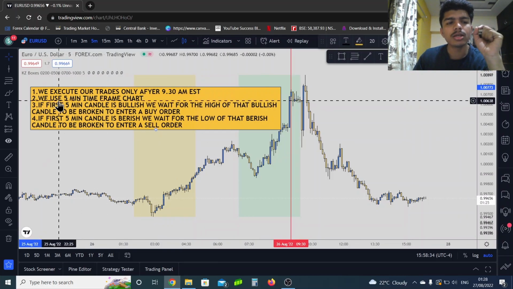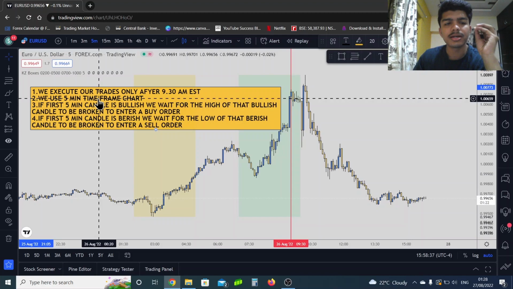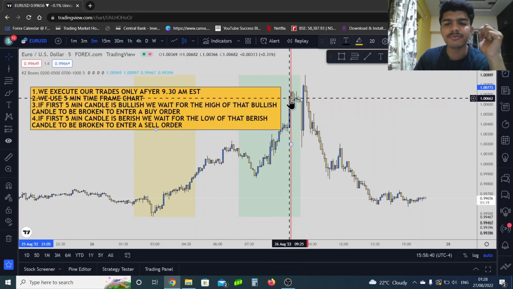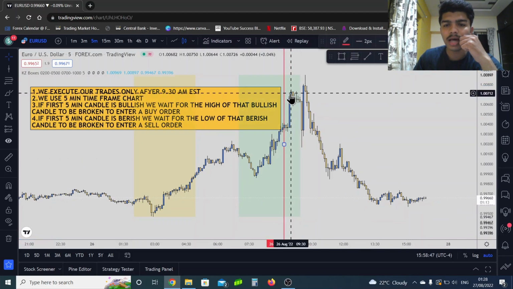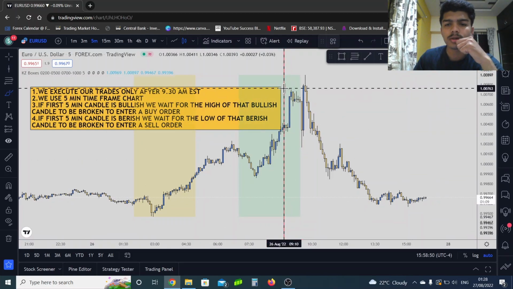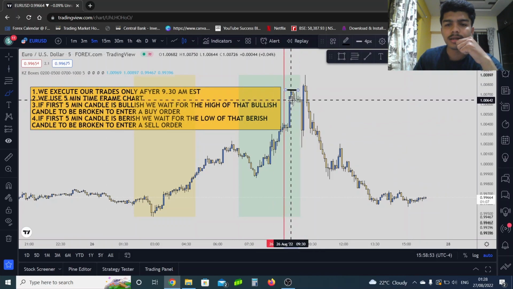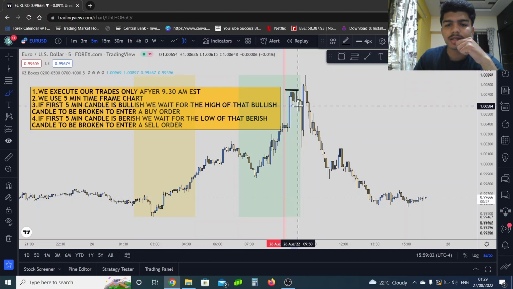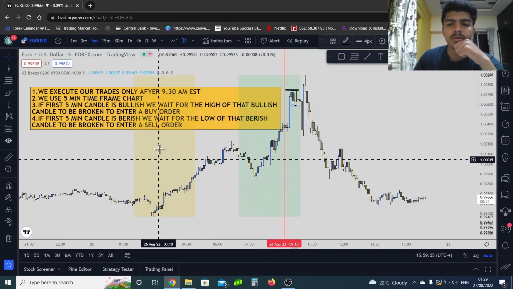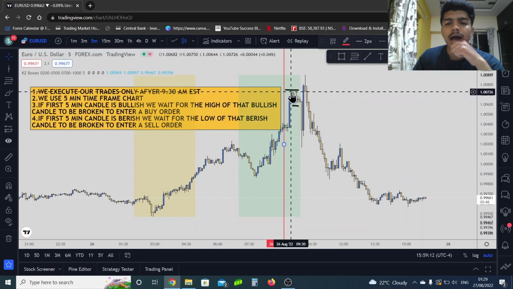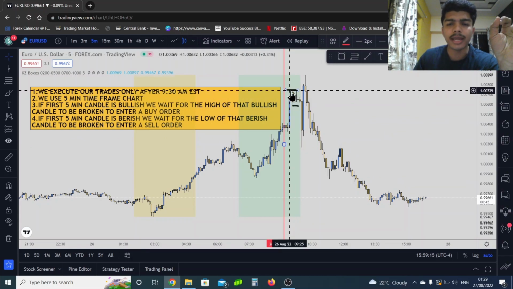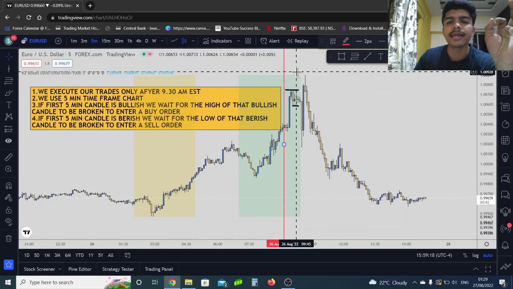So the first rule is we execute our trades only after 9:30 a.m. EST. We use the 5-minute time frame chart. The third is, if the first 5-minute candle after 9:30 a.m. is bullish, we wait for the high of this candle to be broken. The high is over here, right? Then did the next candle break the high? No. Then after 9:30 there is a bearish candle. Then we wait for the low of this bearish candle to be broken, right? Simple, right? If we have a bullish candle, we wait for the high of the bullish candle to be broken so that we enter our buy orders and get in the buy trade.